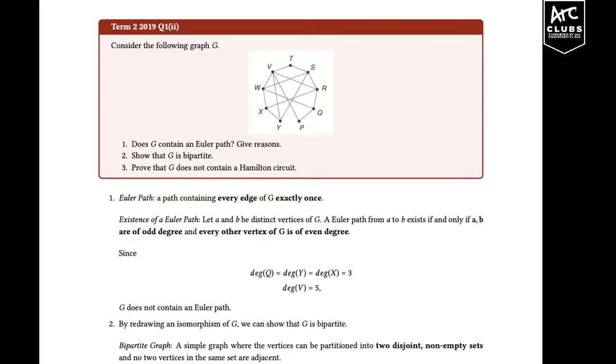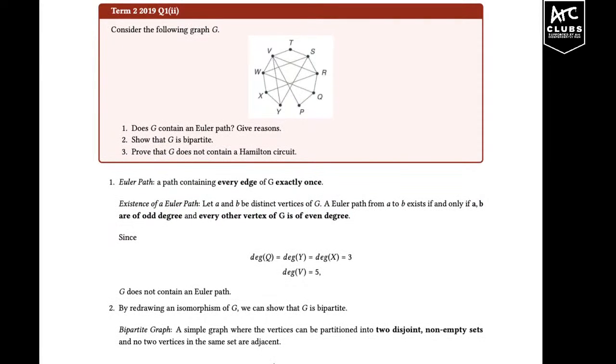To answer these types of questions, you list out all the degrees of your vertices, and from there you can see that in this example, vertices Q, Y, X, and V are all of odd degree, right? And I wanted exactly 2. For that reason, this graph does not contain an Euler path. Graph theory is pretty straightforward if you know all your definitions. So make sure you know what an Euler path is, the existence of an Euler path, and what you need to prove.